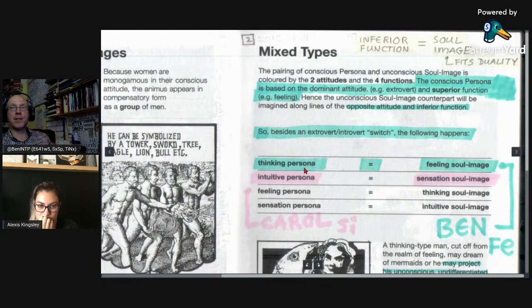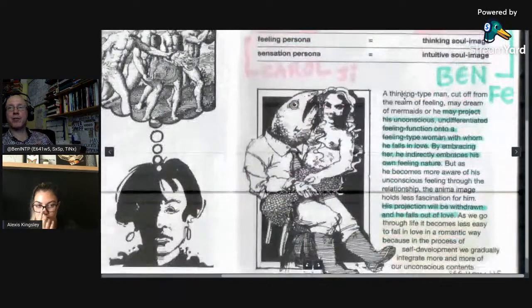And so we've got here thinking persona, feeling soul image, intuitive persona, sensation soul image, feeling persona, thinking soul image, sensation persona, intuitive soul image.